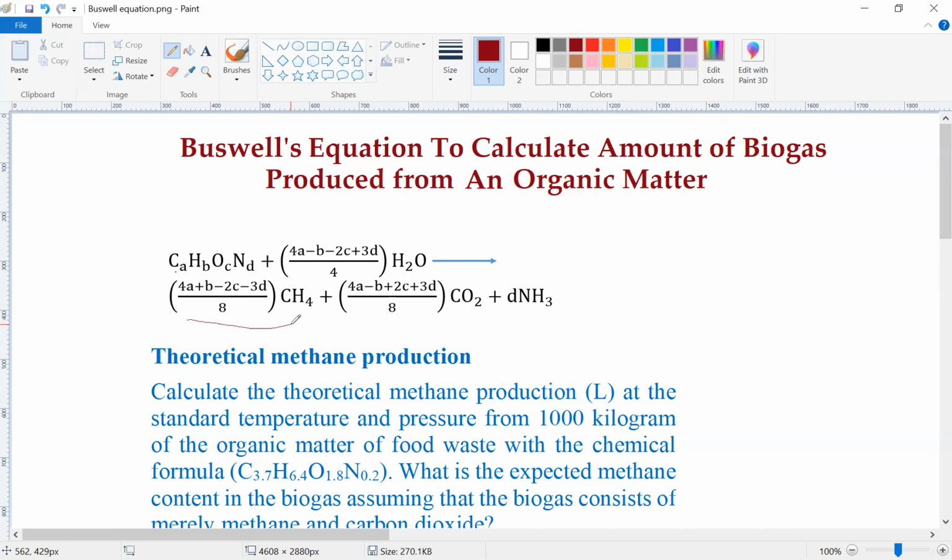Based on the composition of the organic matter, you can predict some ammonia or some hydrogen sulfide, but the simplest case here is an organic matter composed of carbon, hydrogen, oxygen, and nitrogen. And based on the number of atoms of carbon, hydrogen, oxygen, and nitrogen, we can predict how many moles of methane and how many moles of carbon dioxide.